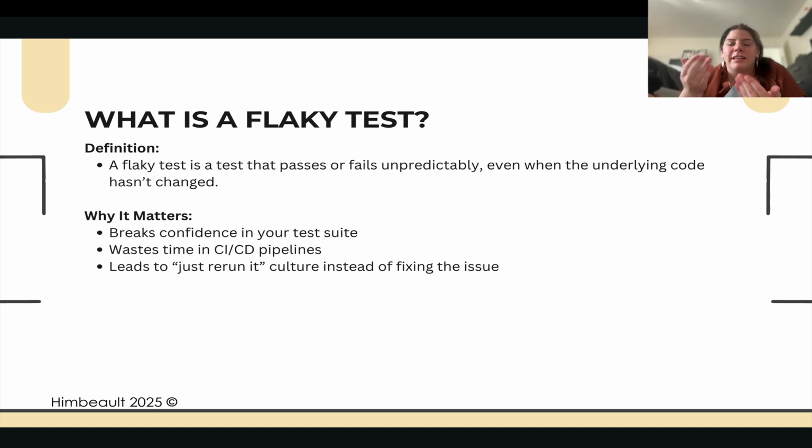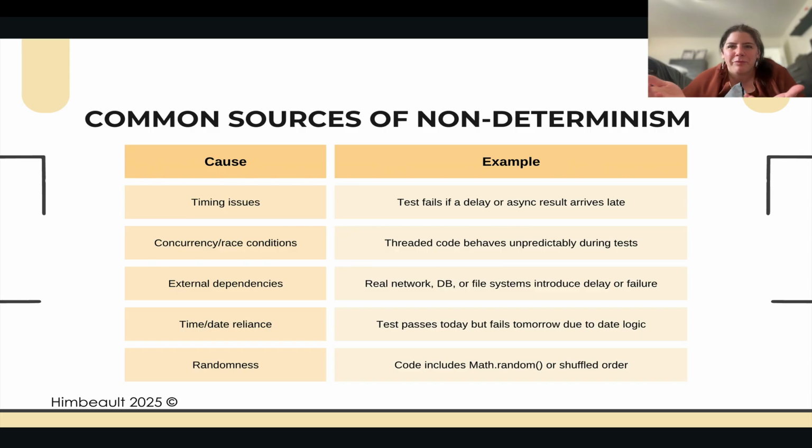And it often leads us to just rerun it instead of trying to figure out what's wrong and fix the issue. If we know it's flaky, we tell ourselves it's flaky and we go, well, let's just rerun it and see if it works the next time. And if it does, we are happy with that solution. But we haven't actually solved the problem. So we have a lot of really common sources of this flaky or non-deterministic behavior.